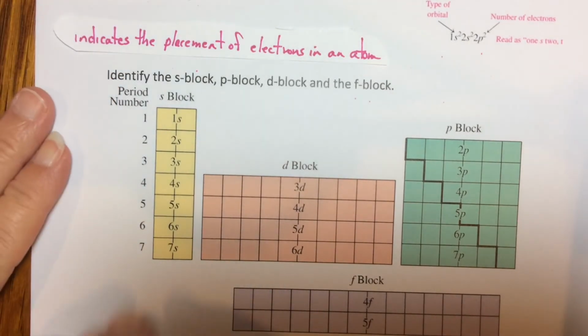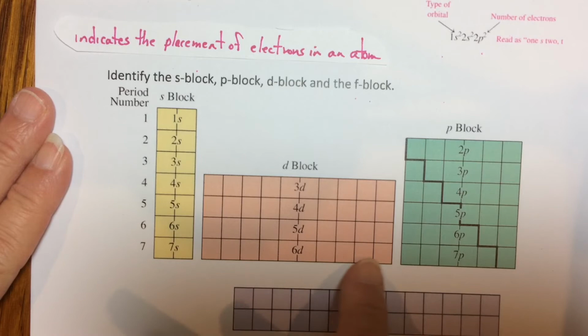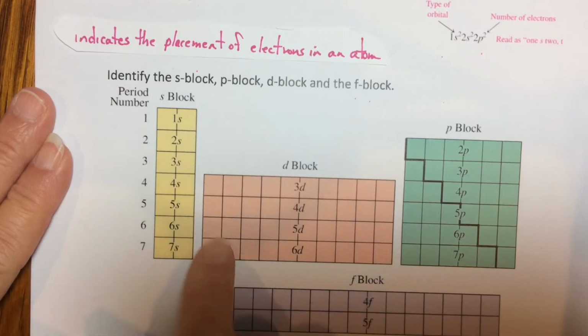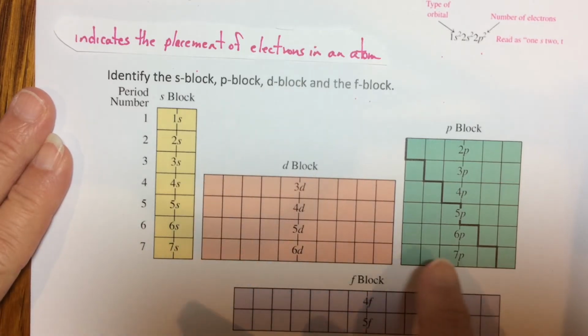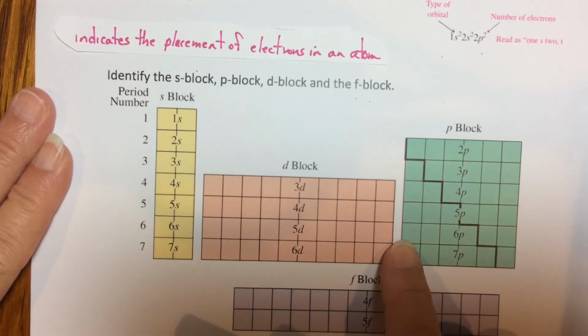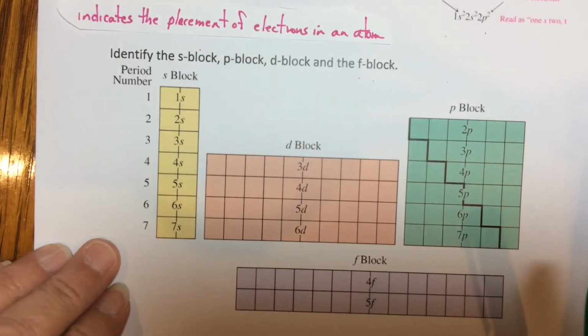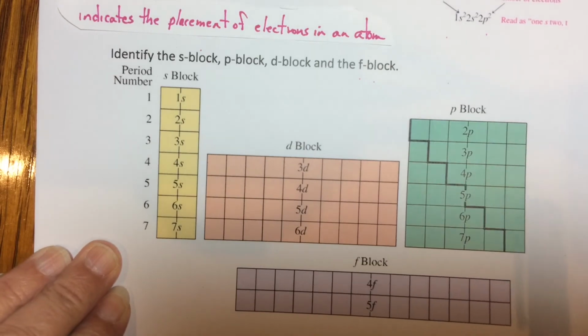The first 2 columns of your periodic table are going to be the S block. The transition elements are going to be your D block. Your P block is going to be the last 6 columns of the periodic table. And the F block is the one that floats down below. Let me show you how we're going to do this.